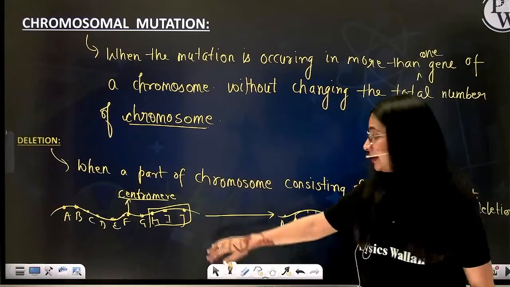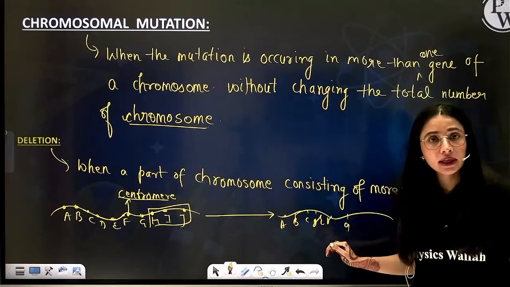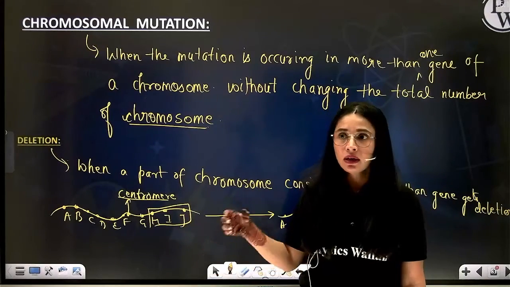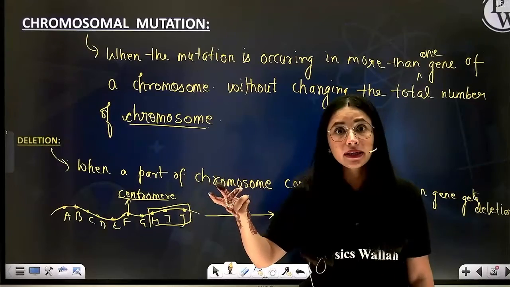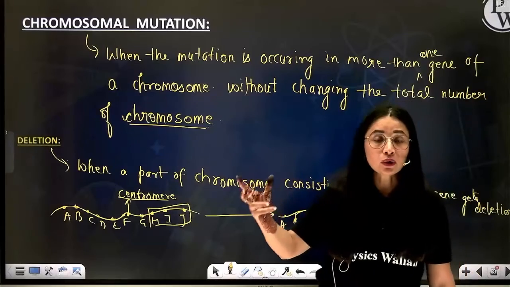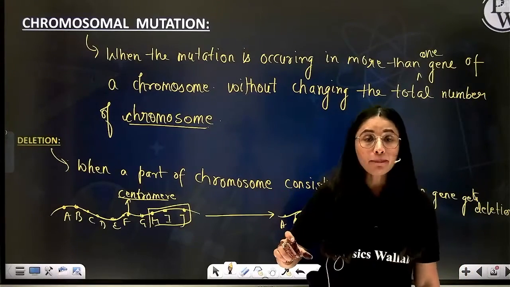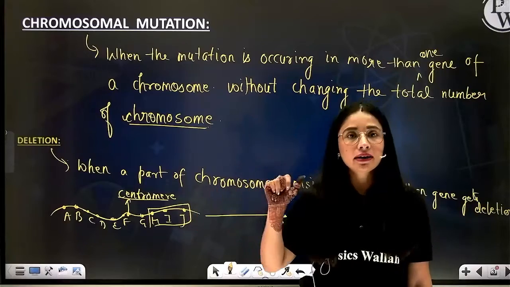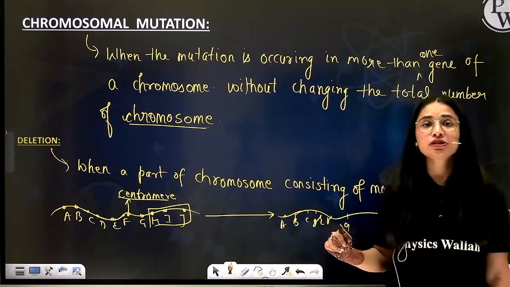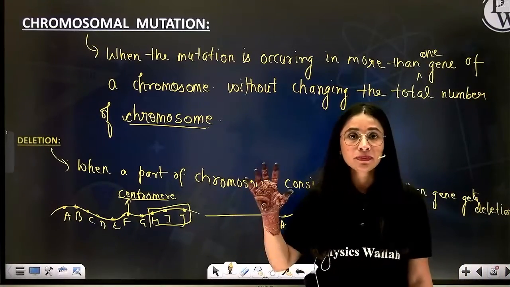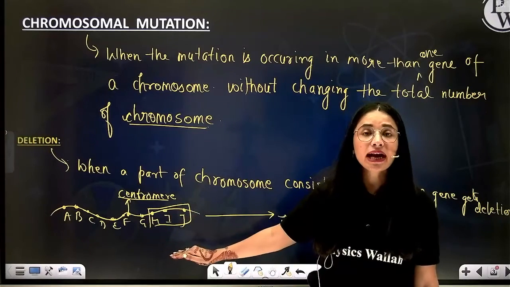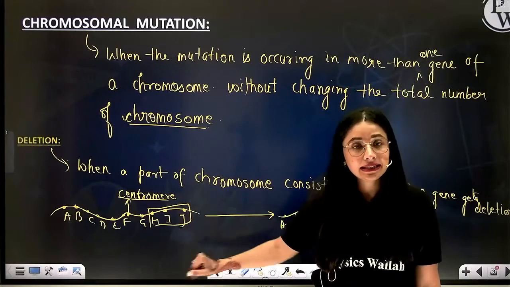Now, what will happen? These three genes will be absent in the progeny. Suppose these three genes are producing a protein controlling mental ability. Now, the person who is lacking these three genes will not produce the protein controlling mental ability. Such a person will become mentally retarded. So, mutation is causing a change in the genotype as well as a change in the phenotype of an organism. Now, the organism will be mentally retarded. So, this is one type of chromosomal mutation, that is deletion.